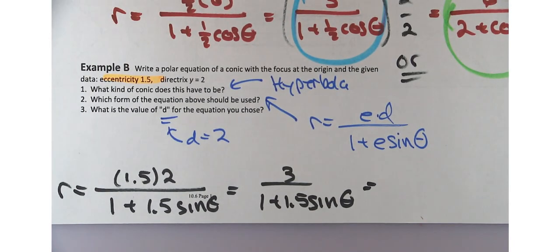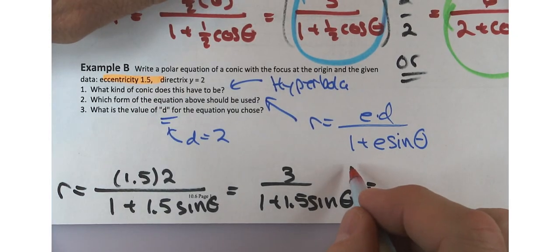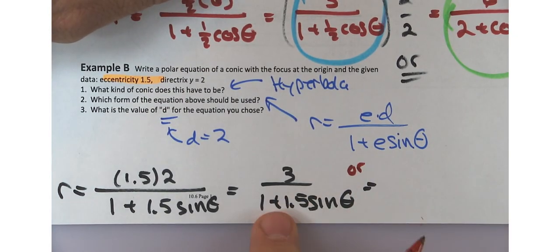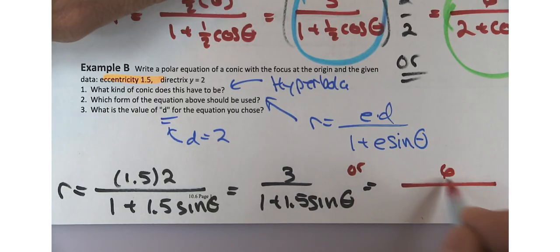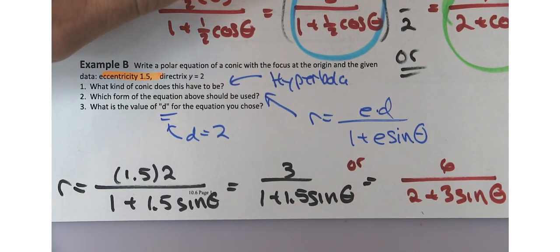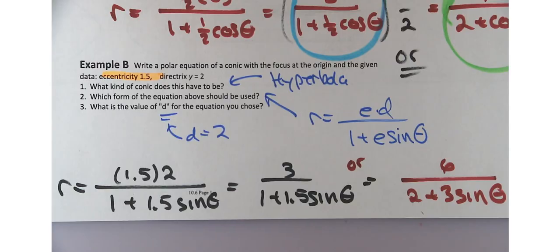Now again, I'll give you a different form because it seemed like the book sometimes likes to get rid of the fractions here. We could get rid of the fraction here by multiplying by 2 over 2. So an alternative form would be 6 over 2 plus 3 sine of theta. So either one of those would be fine for an example like this.